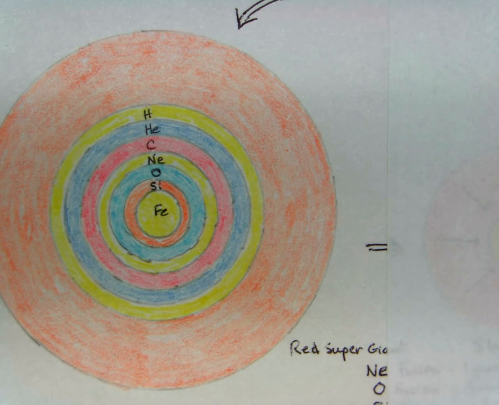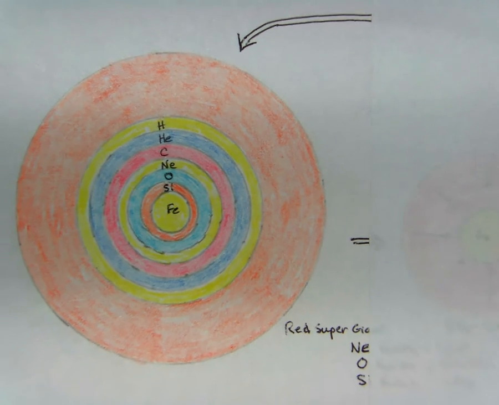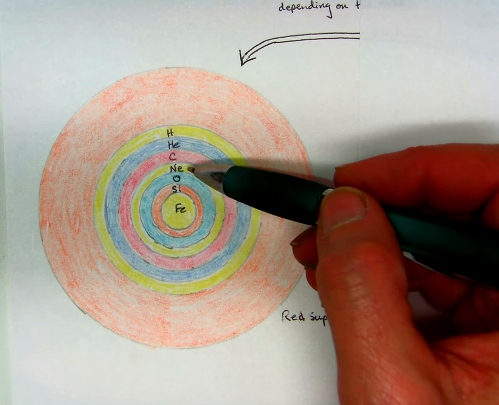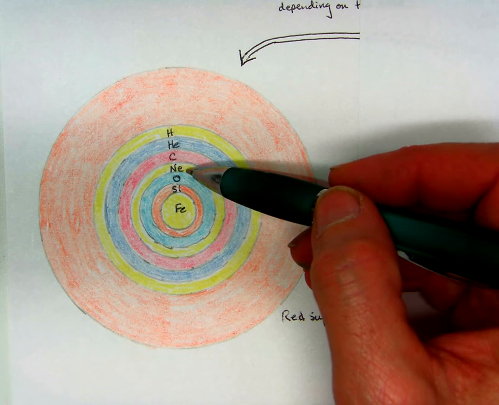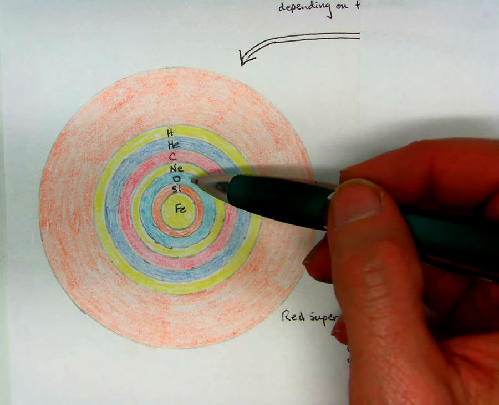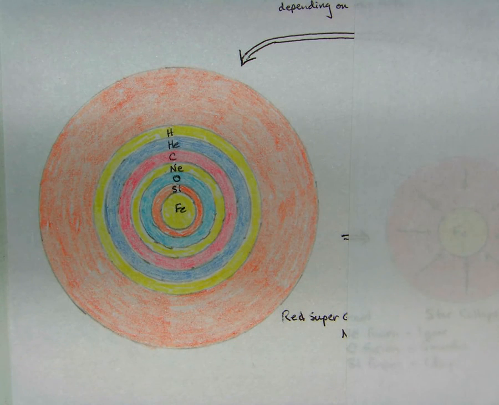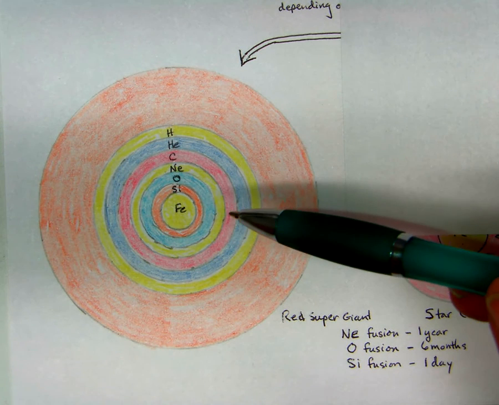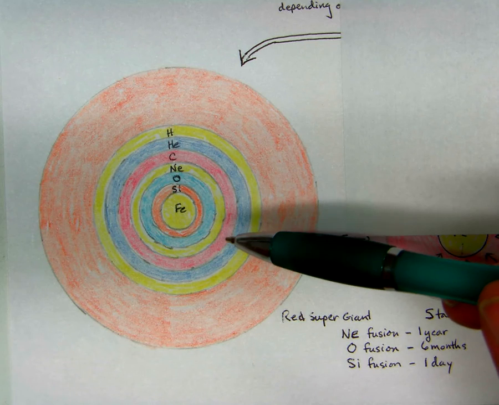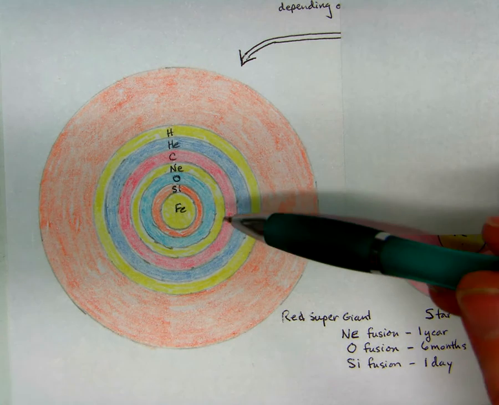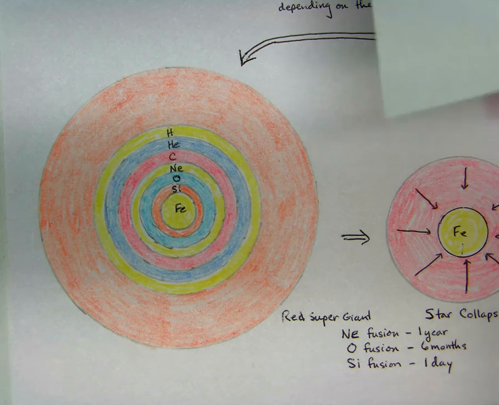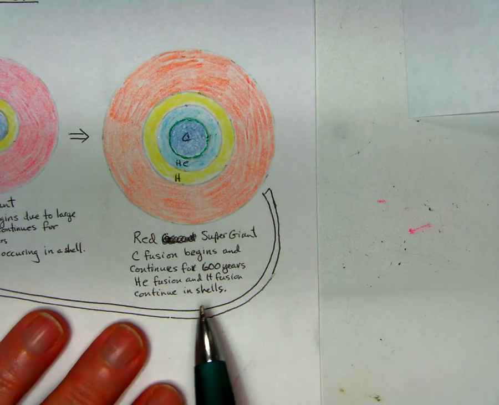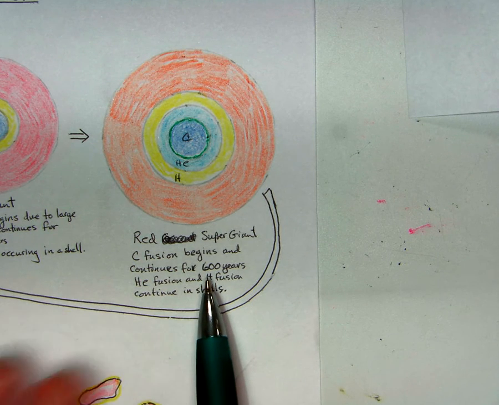All right, this next phase is actually several put together. We said that the carbon fused into neon. Well, the same process occurs after the neon starts fusing. Then it fuses into oxygen. Once the oxygen fuses, it fuses into silicon. But this process starts going faster and faster. In our red supergiant phase, this only continues for about 600 years.